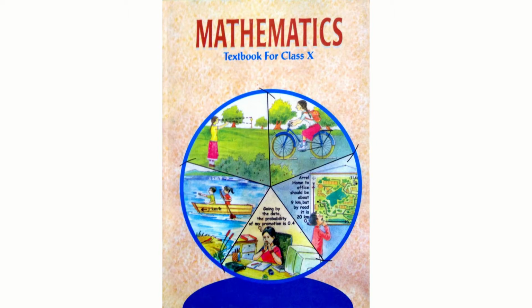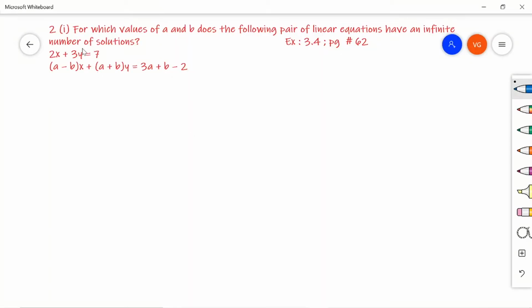I am going to solve the CBSE NCERT textbook for class 10 with a detailed explanation for all the chapters. This is problem number 2 from exercise 3.4, page number 62. The first part goes like this. For which values of a and b does the following pair of linear equations have an infinite number of solutions?